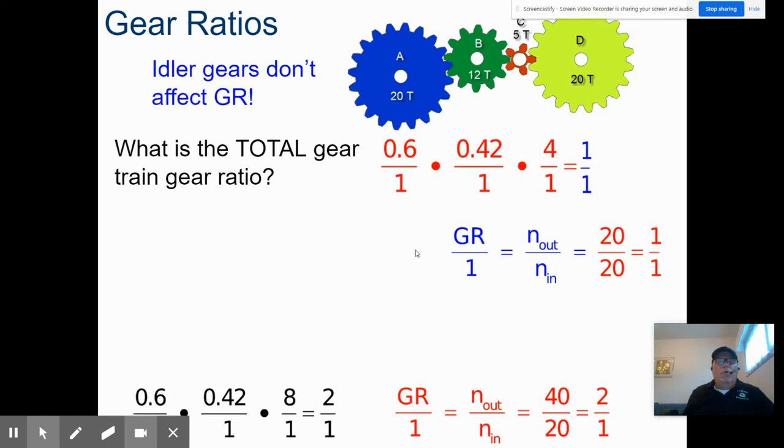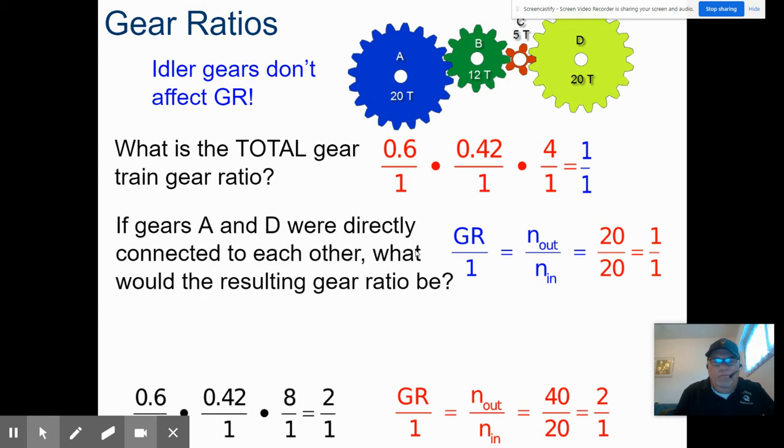Now, what is the total gear train ratio for this? All that is, you just take the product of all of them. So it'd be 0.6 over 1 times 0.42 over 1 times 4 over 1, which gives you 1 over 1. If you tie A and D directly to each other, you have 20 over 20, which is 1.